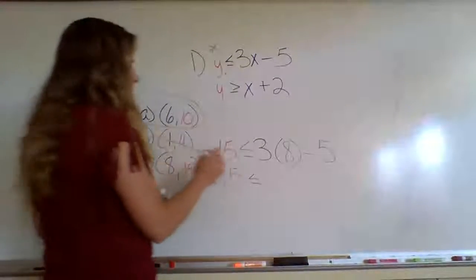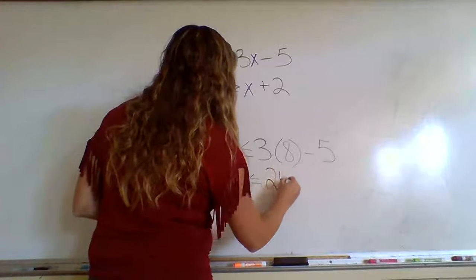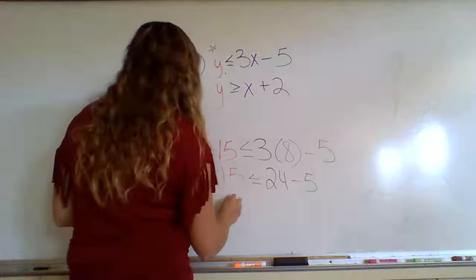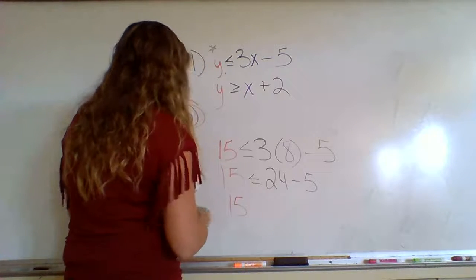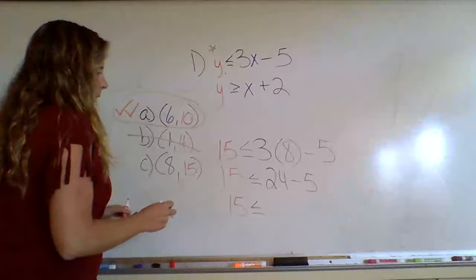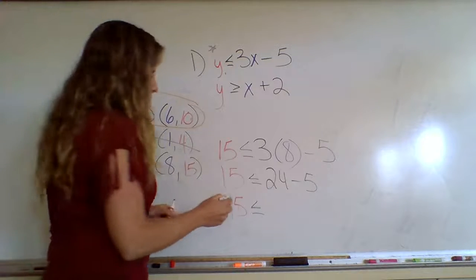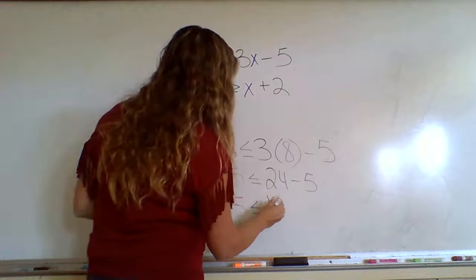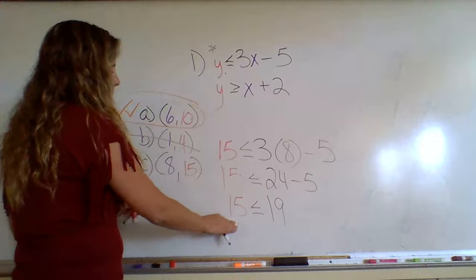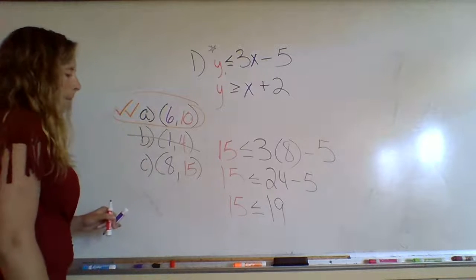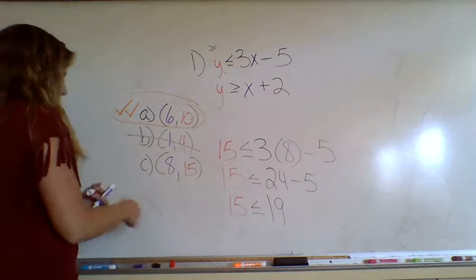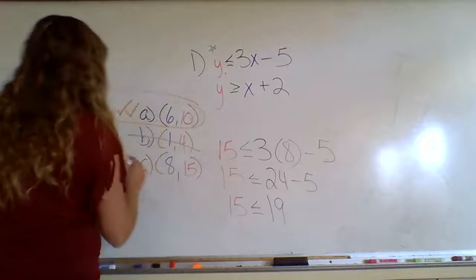3 times 8 is 24, minus 5. So 15 is less than or equal to 24 minus 5. 24 minus 5 is 19. Okay. So there we go. Is this a true statement? Is 15 less than or equal to 19? Yes, 15 is less than 19. So this works. Remember, we put one check mark here.